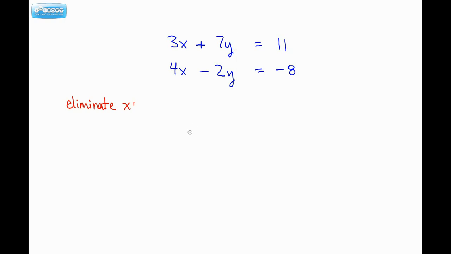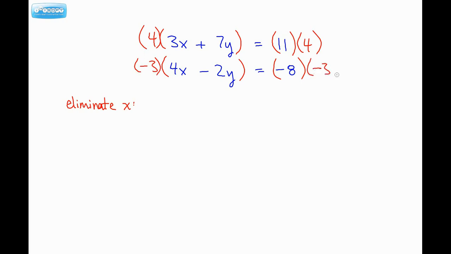So let's do that. 3 and 4. The smallest number that both of them go into is 12. So I'm going to multiply this by 4. But what you do to one side, you must do to the other. So I need to multiply this side by 4 as well. I'll keep this in brackets here. Okay? And this equation, I'm going to multiply this by negative 3. Which means I have to multiply this side by negative 3. Okay? So you may ask, why am I doing this? Well, when we apply distributive law here and here, you will notice something.